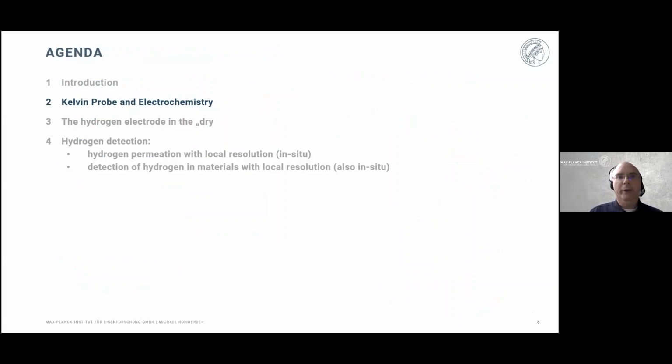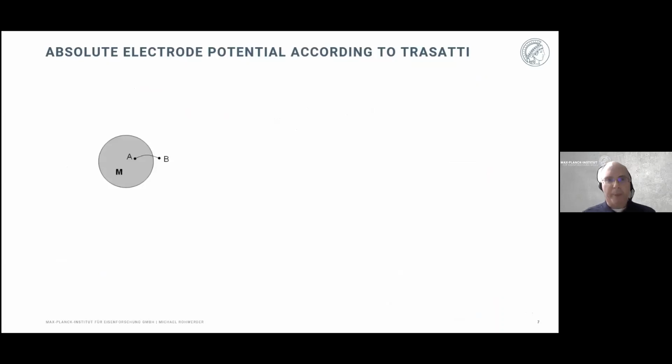So first, I will give you an introduction in Kelvin probe and the role of Kelvin probe in electrochemistry. So I will first introduce the so-called absolute electrode potential according to Trasatti. What you see here is a sphere, a metal, and the lowest energy we need to bring up to take an electron out from this metal to a position outside of the metal. That is called work function. That is, the electron from the Fermi level to a position outside the metal.